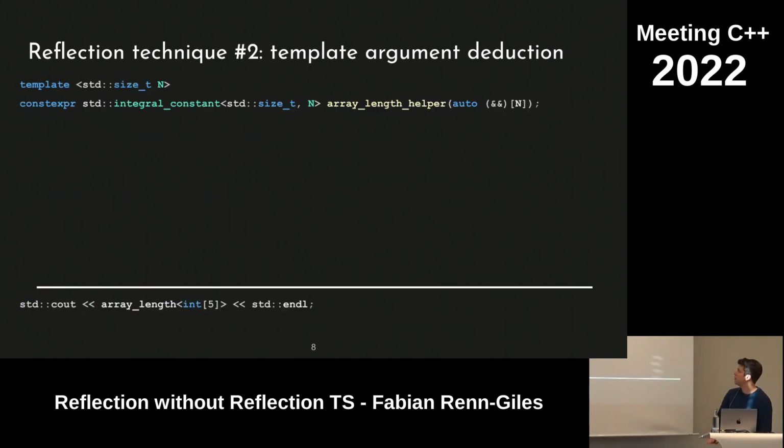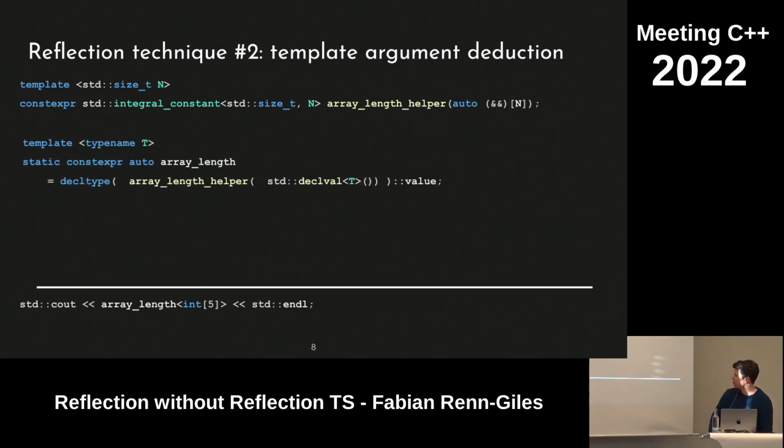A related reflection technique is template argument deduction, which you can use, for example, to figure out at compile time the length of a raw array. How do we do this? We have a function declaration up here called array length helper, and it takes the non-type template parameter n. And then we have this global const extra array length variable, which just creates an instance of t here and passes it to that function.